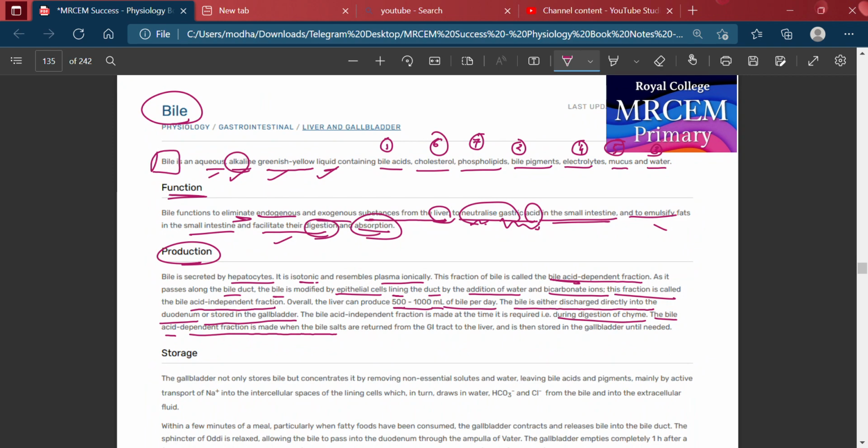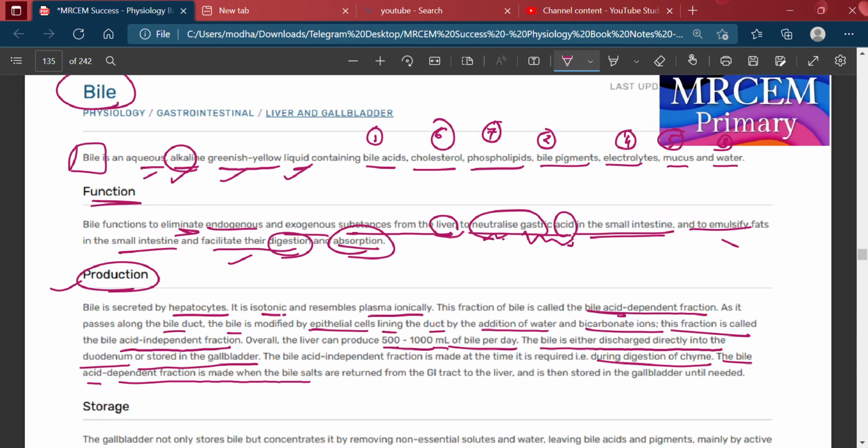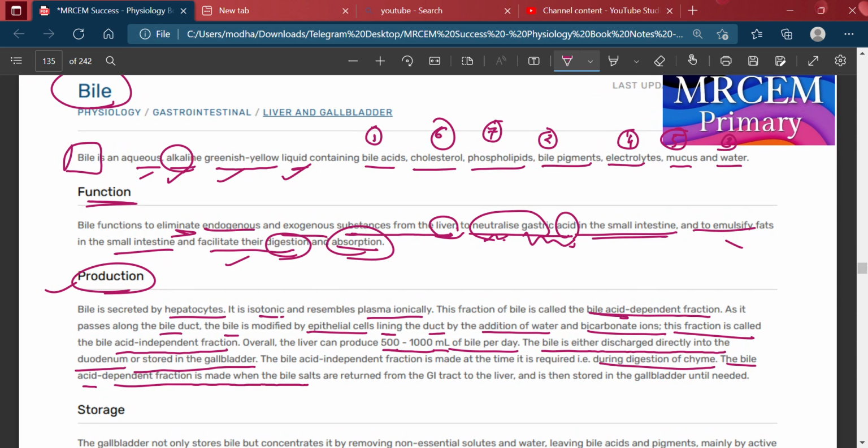So, in the production of the bile, bile is secreted by the hepatocyte. It is isotonic and resembles plasma ionically. This fraction of bile is called the bile acid dependent fraction.